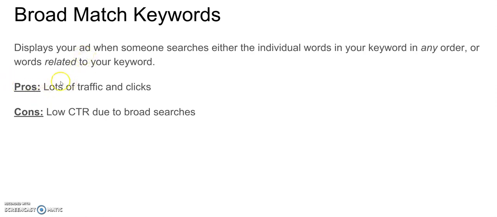The pros of broad match keywords are that you're going to get lots of traffic or volume, which means you should get more clicks, but not necessarily. Usually the more traffic, the more clicks you're going to get. Some of the cons are that, since it is broad, you're going to notice a very low click-through rate. That's just because of the broad searches; Bing is showing your ad for several variations of your keyword. So on pros, I should just put lots of volume, because clicks doesn't always follow, but I added it anyway because it is possible.